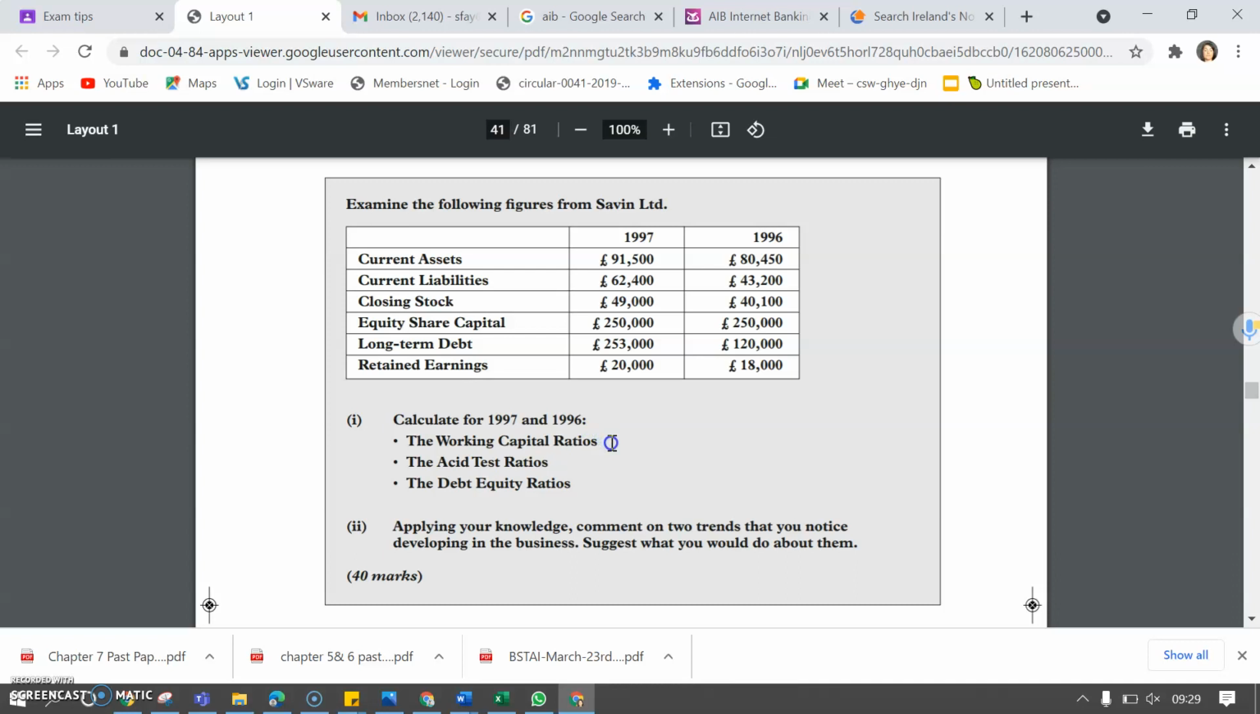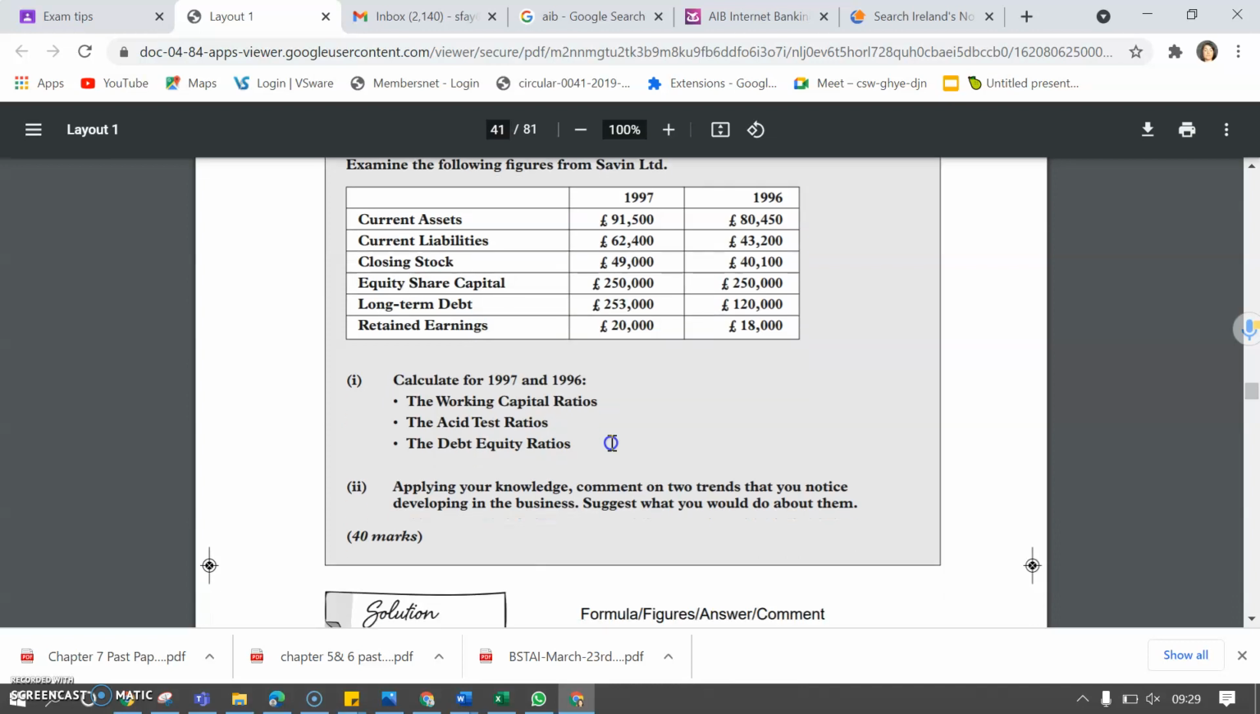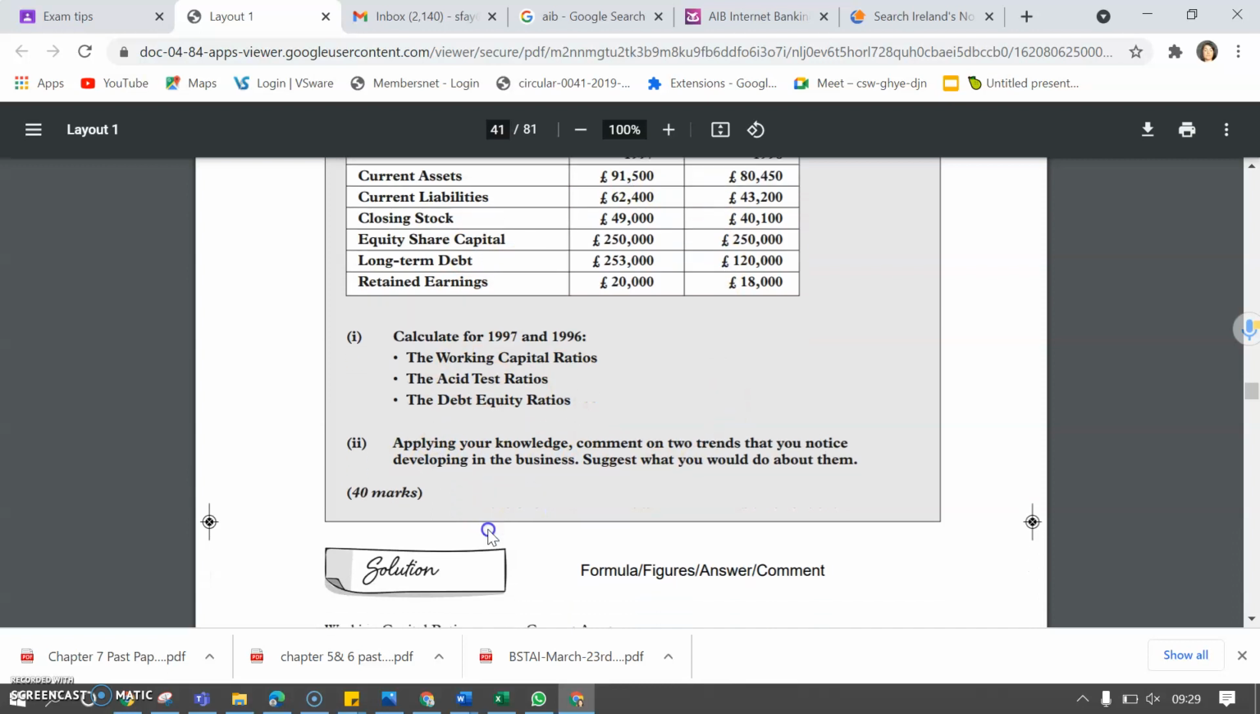So the working capital ratio, the asset test ratio, and the debt equity ratio. They just want you to calculate ratios, so knowing them is important, and practicing them. Applying your knowledge: comment on 2 trends that you notice developing in the business, and suggest what you would do about them. So using these formulas, you have to talk about the trend. So let's calculate the formulas.